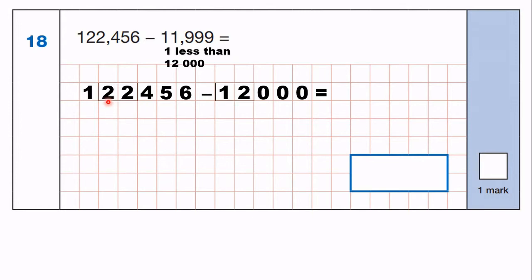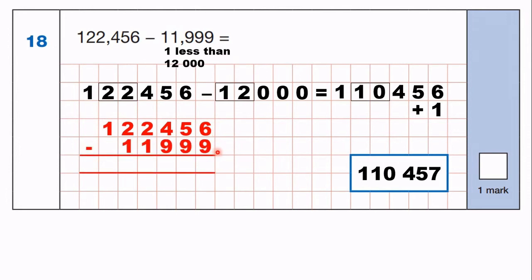So if we subtract 12,000 from 122,456, we can see that we have 2 10,000s, and we're taking away 1 10,000, and we have 2 thousands, and we're taking away 2 thousands. So we get 110,456, and you can see how we've subtracted using our knowledge of place value. But that's not our answer, because we've subtracted 12,000 rather than 11,999. So we subtracted 1 too many, so we need to adjust by adding 1, which means that our answer is 110,457.